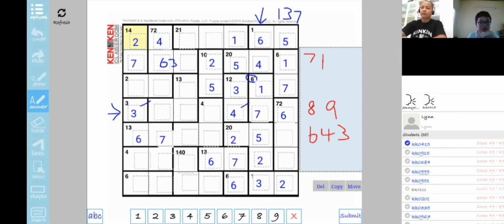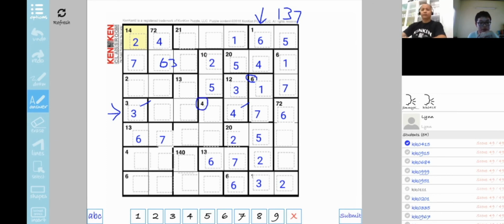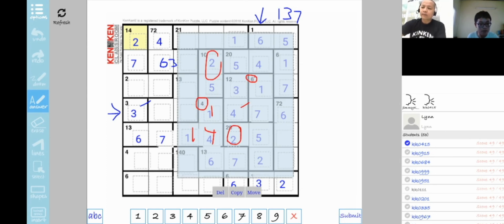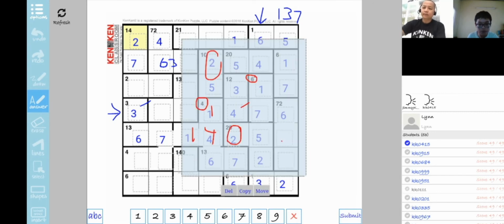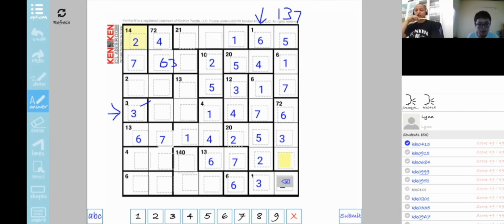And then for the 4, it can only be either addition or multiplication. But since there's a 2 here and a 2 here, so there's only one choice left, which is multiplication, and it's 1, 1, 4. And here will be a 3, here will be a 4.